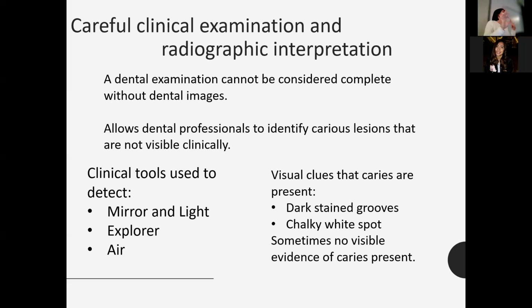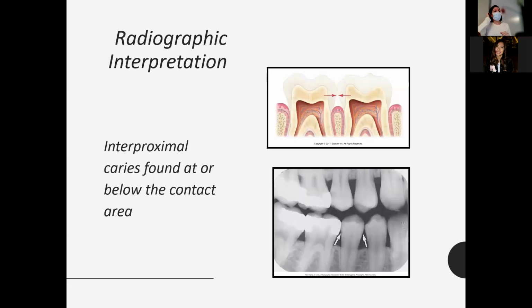Dentists obviously probably learn a whole different set of stuff, but for us, we want to be very, very careful with our Explorers. So visual clues: darkened, stained grooves, chalky white spots. Sometimes it's not visible, like I said. So basically we're looking at areas that we can't see so well with our eyes.